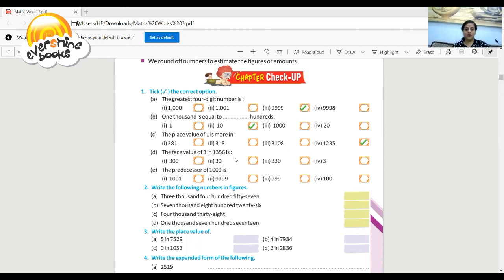The most important one. What is the face value of 3? We know that the place value changes, but the face value never changes. That is 3, the same number. Predecessor of 1000 is 999. Just subtract 1, and put 9 three times. It is the answer. Now write the following number in figures.